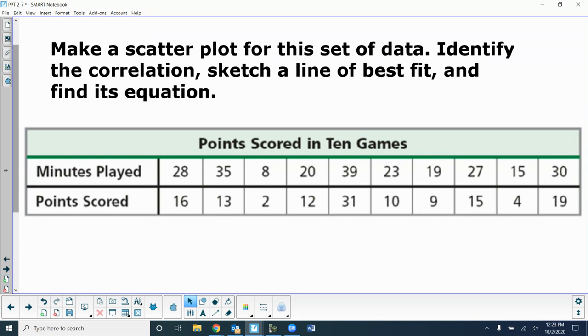This is a list for somebody, and it looks like a basketball game. They played 28 minutes, scored 16 points, and so on. Once you get them filled in, just stop, and then I'll go over that. I'll show you on mine.